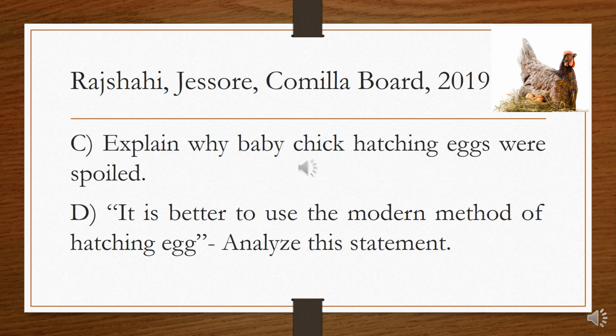Now, the question of D, that is a higher order ability based question. It is better to use the modern method of hatching eggs. Analyze the statement. What will be the answer to this question? Here we can see that the modern method of hatching eggs is known as the artificial method. Incubation of eggs in a specially manufactured instrument, maintaining proper temperature, is known as artificial incubation. In this method, a good number of eggs can be incubated.